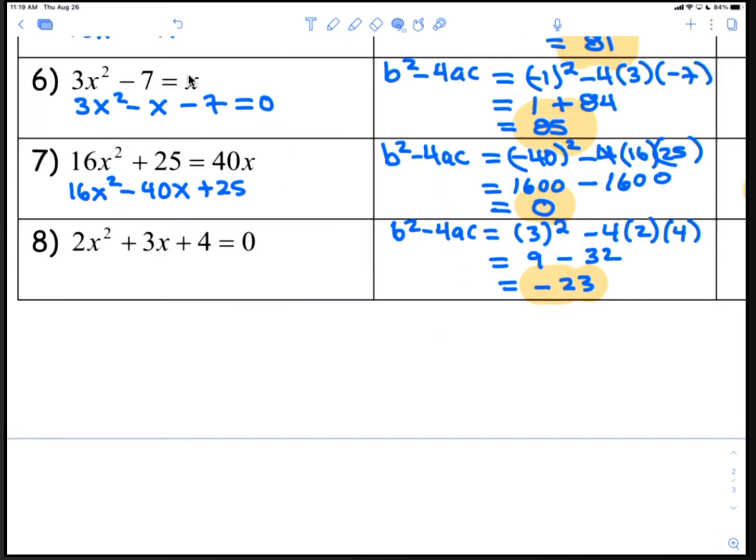For number 6, we want to subtract x from both sides to set it equal to 0. So we have a is 3, b is negative 1, and c is negative 7. The discriminant is b squared minus 4ac, which is negative 1 squared minus 4 times 3 times negative 7. Then we have 1 plus 84, which comes out to be 85.